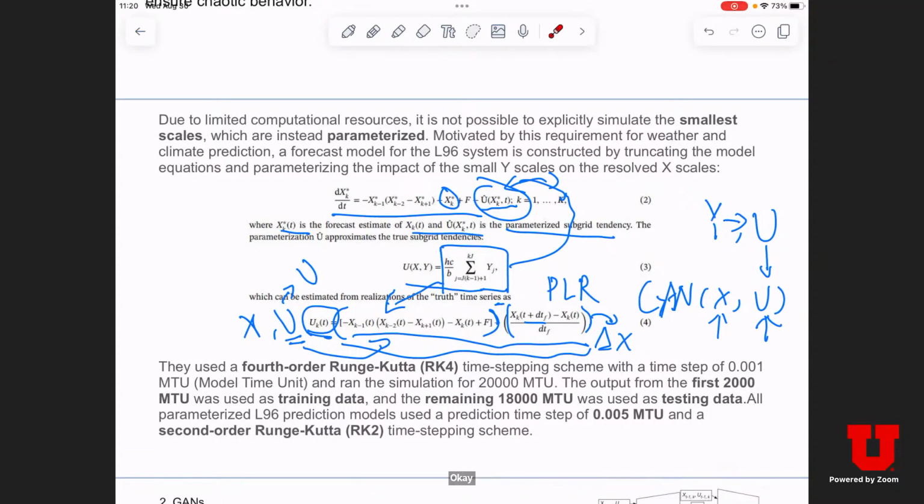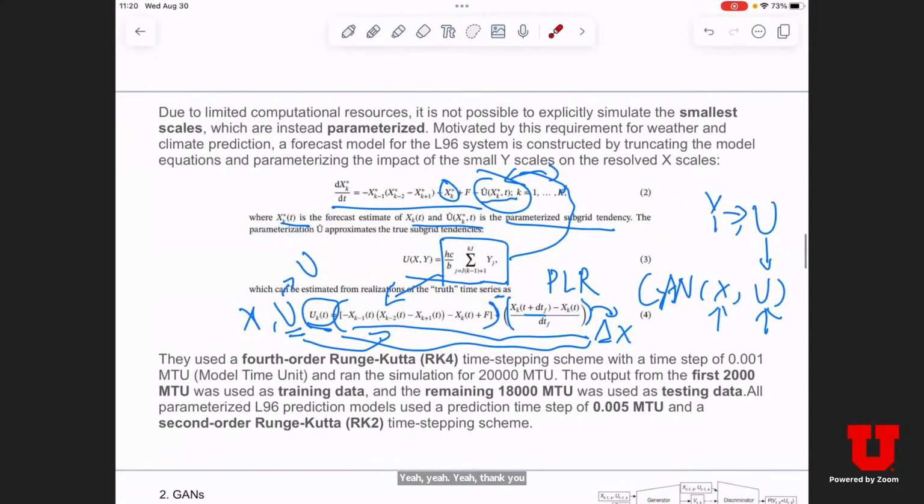Actually they don't want to compare the accuracy, because you don't compute the Y and the small scales. It's hard to compare the accuracy because they are not on the same data level, you know. Does it make sense? Yes. So the one thing I want to say, these two papers, they just want to focus on the computational cost.